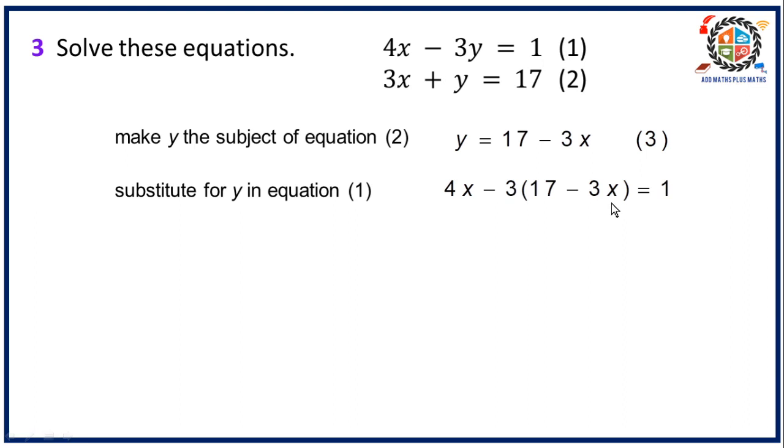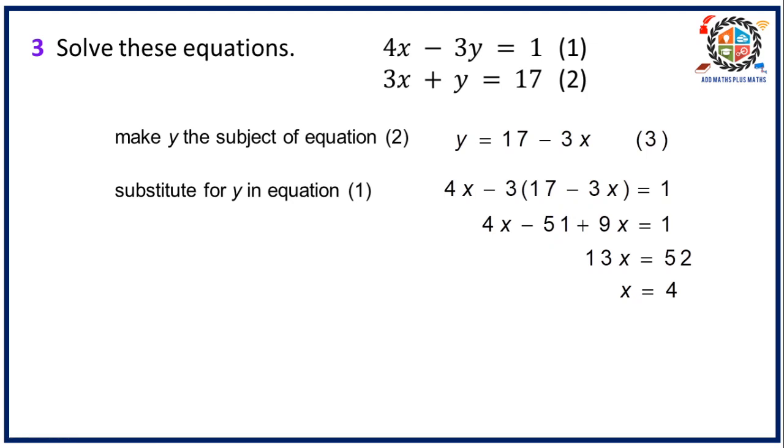If I distribute negative 3 times 17 and negative 3 times negative 3x, I'll have 4x minus 51 plus 9x is equal to 1. 4x plus 9x is 13x. So 13x minus 51 is equal to 1. This negative 51, I'll add to both sides. You'll come up with 52 on the right. I'll divide both sides by 13. I'll come up with x is equal to 4.